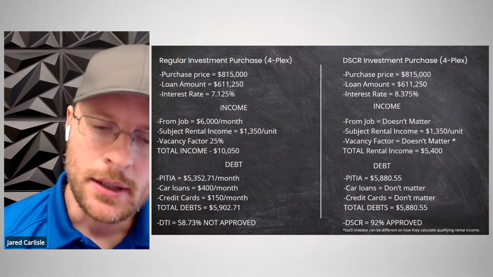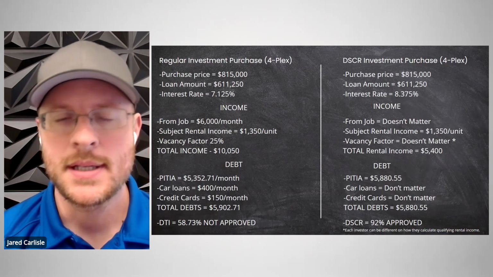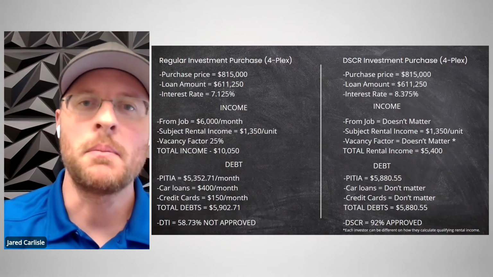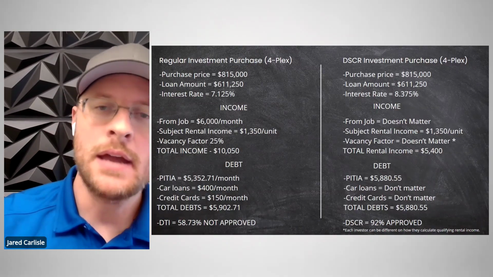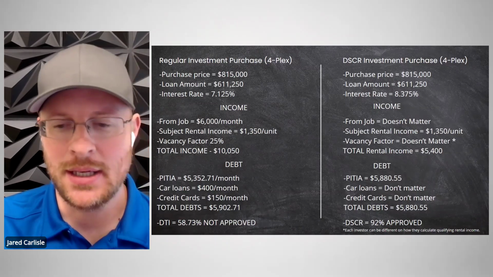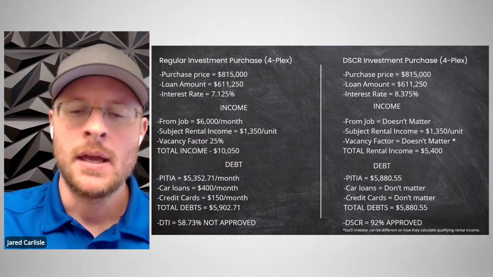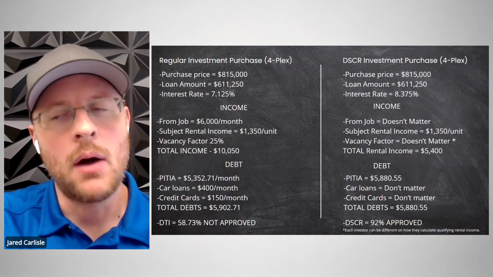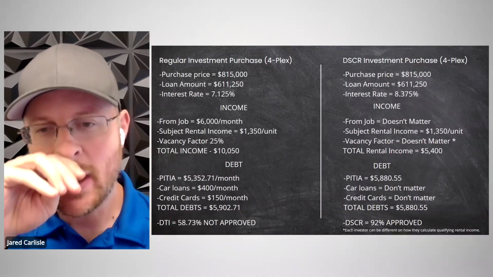They're not looking at the car loans. They're not looking at the credit cards because, again, they're looking through the lens of can the rental income from this property pay for the mortgage of this property, right? So they're not interested in all of that other stuff. And then you end up with a DSCR of 92%. So not one, but still can get approval.